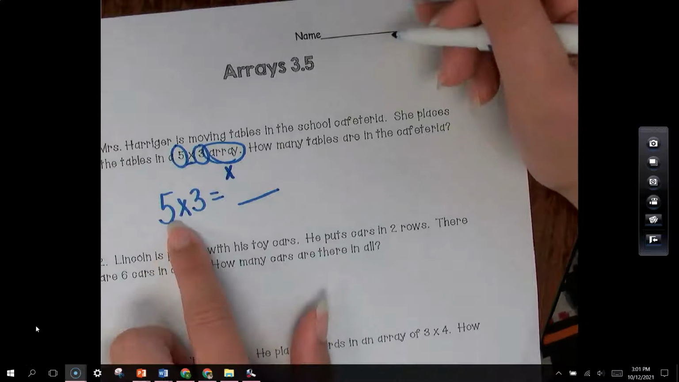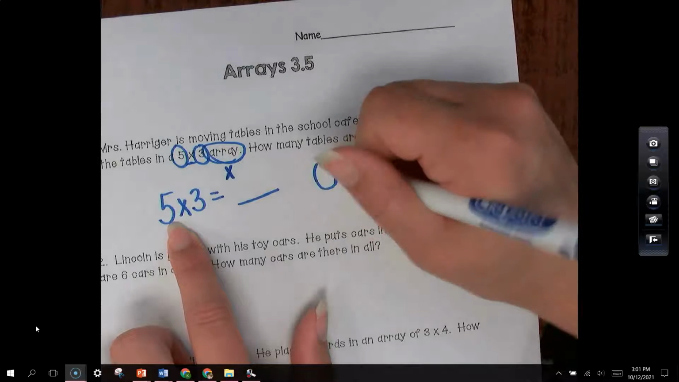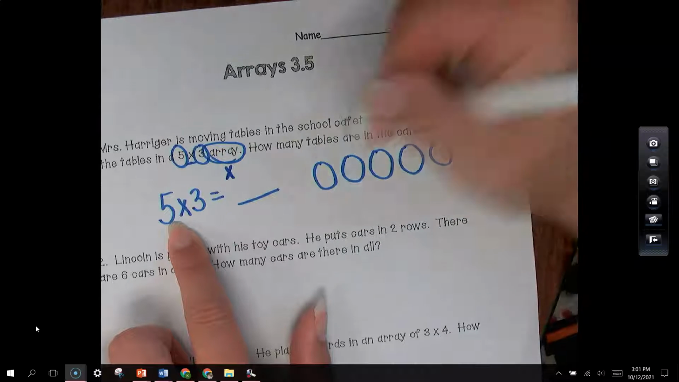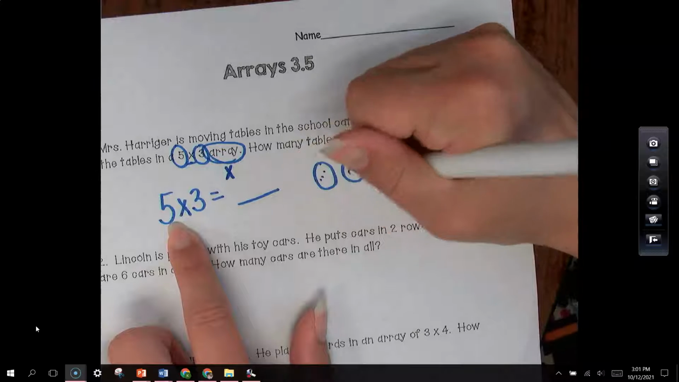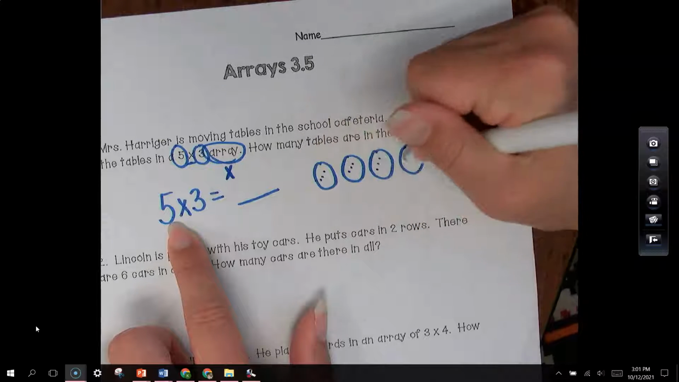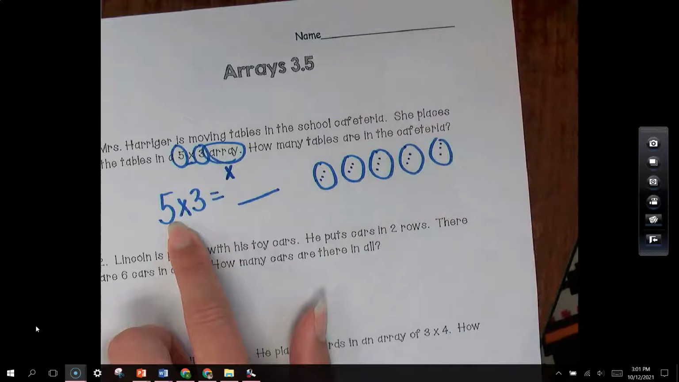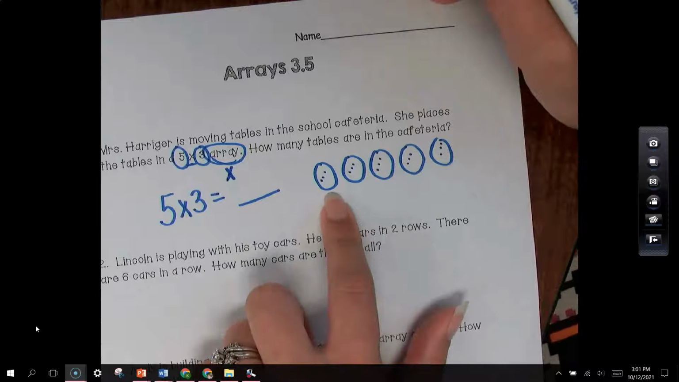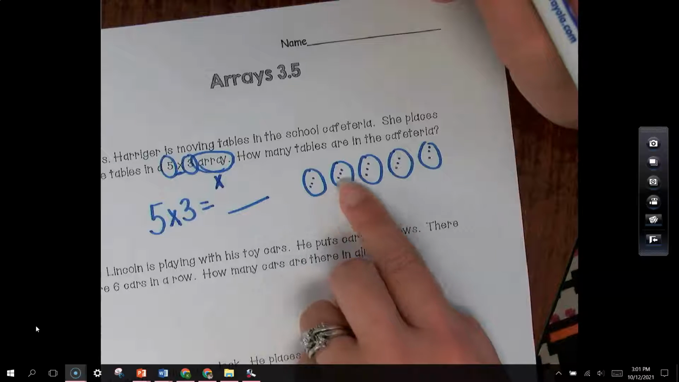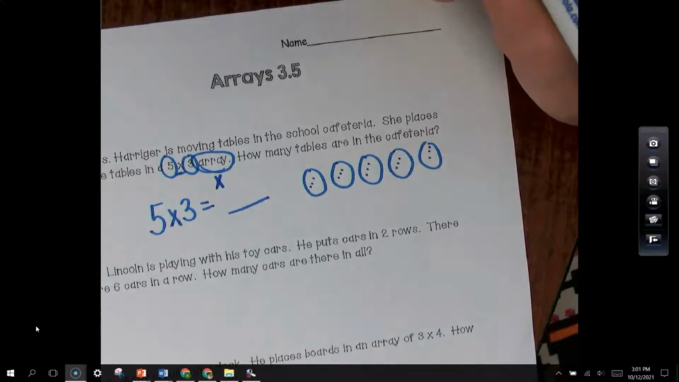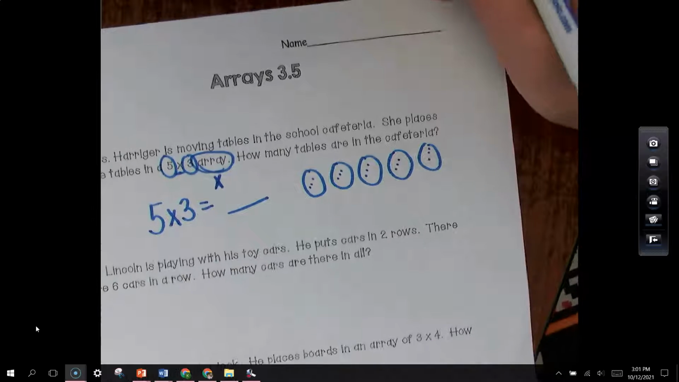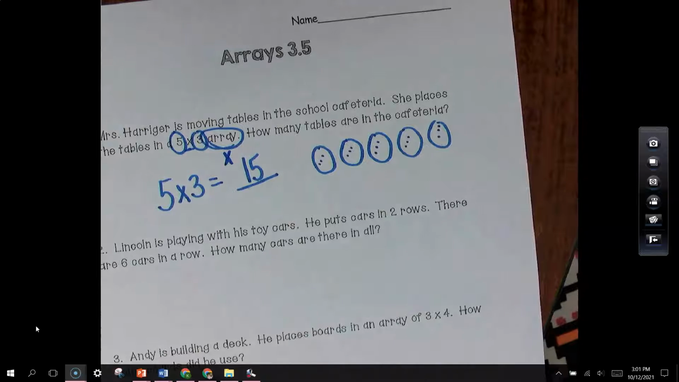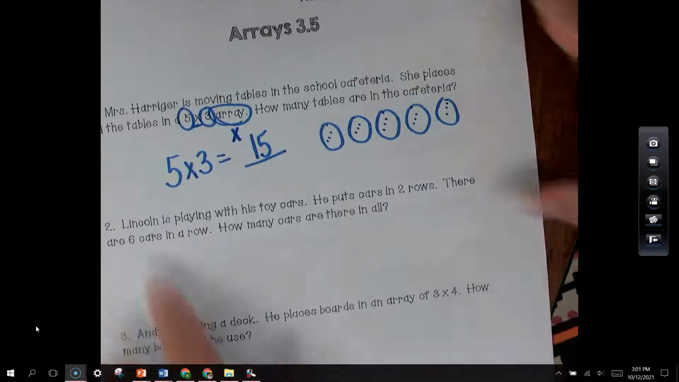So what is 5 times 3? Well, if we do not know, we can draw 5 groups. 1, 2, 3, 4, 5. And I can put 3 in a group. 1, 2, 3, 1, 2, 3, 1, 2, 3, 1, 2, 3, 1, 2, 3. Okay? And then I can count my dots. So go ahead and pause the video if you need to draw your picture and count your dots. What is 5 times 3? If you said that 5 times 3 is 15, you are correct. All right, let's go ahead and move to the next one.